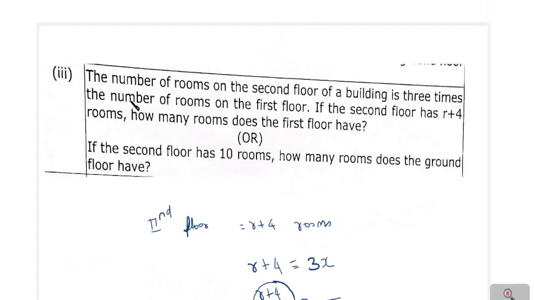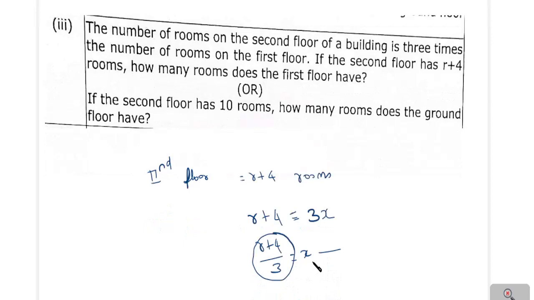Once again I am going to explain. The number of rooms on the second floor of a building is 3 times the number of rooms on the first floor. If the second floor has R plus 4 rooms, how many rooms does the first floor have? So 3 into X equals R plus 4, and you can find X as R plus 4 by 3. This is the condition, and you can get the number of rooms in the first floor.